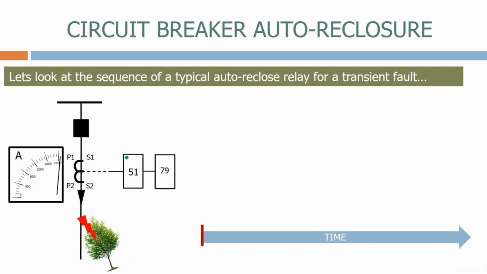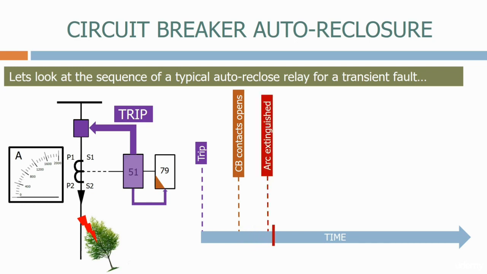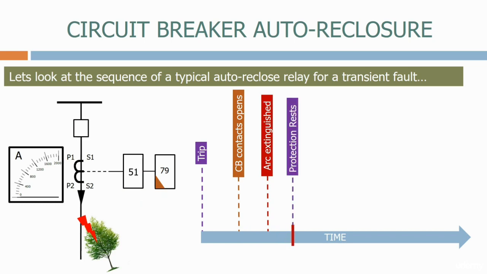The current will now increase due to the fault, and the protection relay will pick up. We start the auto-reclose sequence. The circuit breaker is now tripped, and the circuit breaker contacts open. The current now reduces, and after a short time delay, the arc will be extinguished.